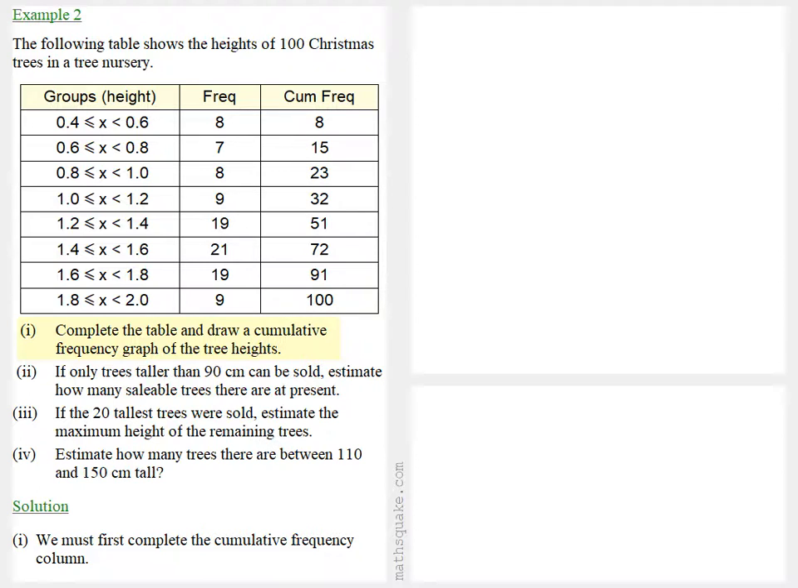Now if we look at the groups column, we see there are 8 rows, but there are actually 9 different heights. It starts at 0.4 and then goes 0.6 up to 2. We must not forget the point 0.4. Now it's a good idea to circle it to show that there are no trees with a height less than 0.4. We can now draw the graph.